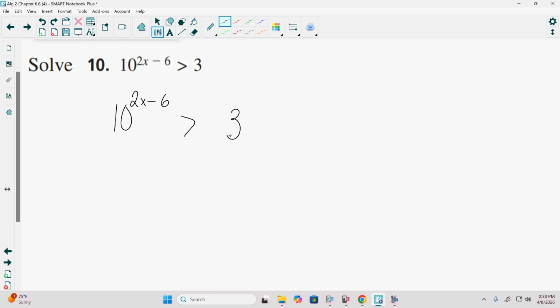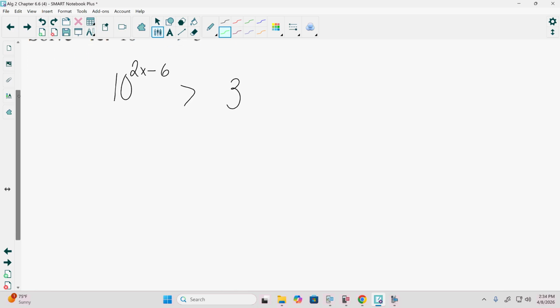10 to the 2x minus 6 is greater than 3. If there's anything with our base, we need to get it by itself. So if it had been 2 times our 10 to the 2x minus 6, we would need to divide both sides by 2. If we had 3 added to it, we'd have to subtract 3. If we had a number or something added here, we need to move those to the other side before we can apply a log. But in this case, our base 10 is already by itself, yes? So we need to apply a log to both sides.